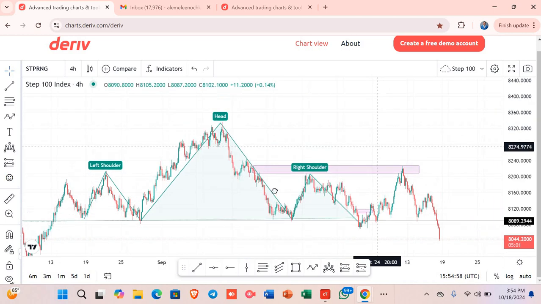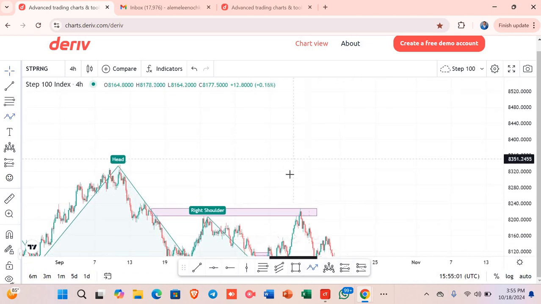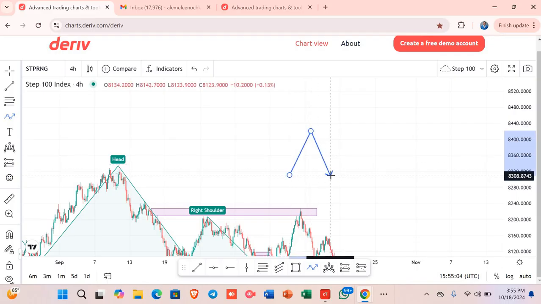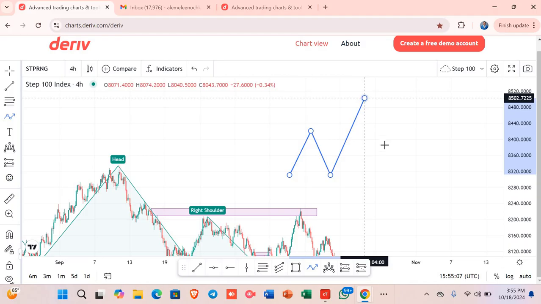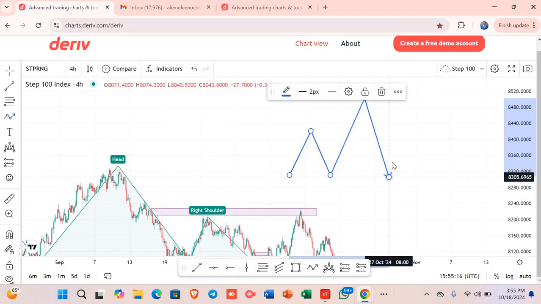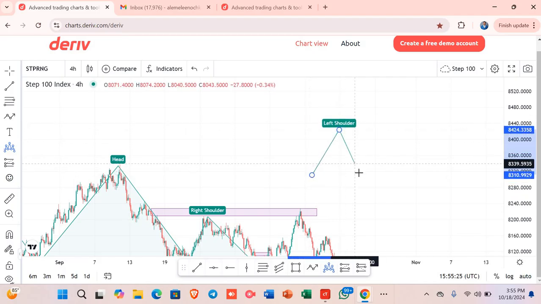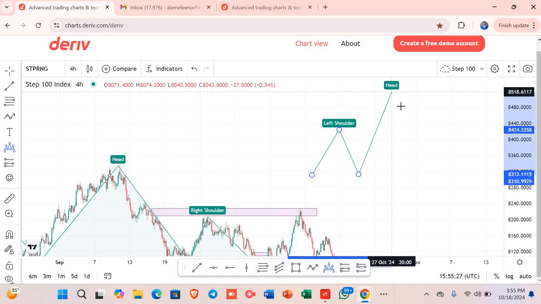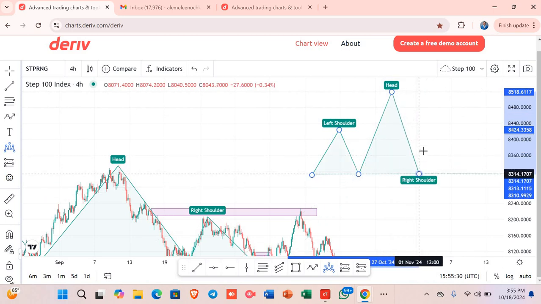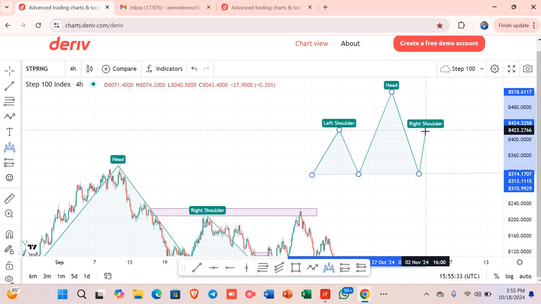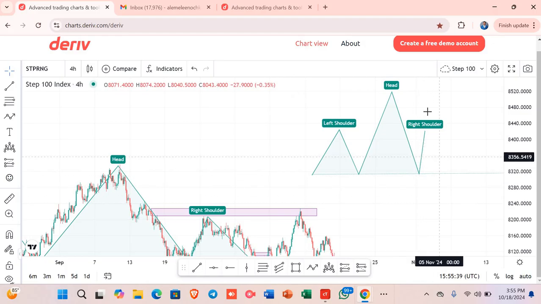If you want to trade the head and shoulder, this is what you do. Let me use this pattern. So this is the first shoulder. Second, this is the head. Let me draw it once again. The moment you see this, the first shoulder, the head, and then you see the second shoulder forming, this is an opportunity for you to profit from the market.